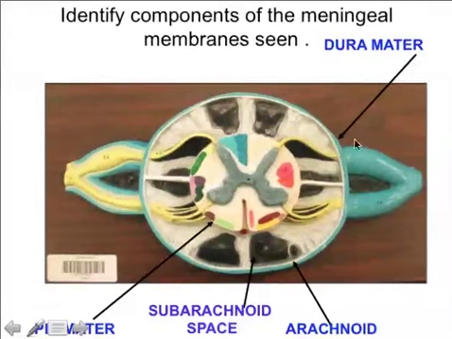Dura mater shown here in blue. This is the arachnoid, this little layer of white, the subarachnoid space below it, and all the way down inside here is the pia mater. Okay, so we want to be able to distinguish between the three sets of membranes that surround the spinal cord: the dura, the pia, the arachnoid. Okay, just like in the brain.